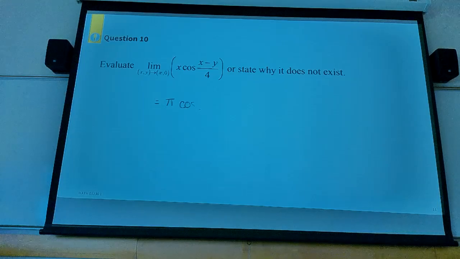Do direct substitution. Pi times cosine of (pi minus 0) over 4, right? Cosine of pi over 4 is what? The limit is root 2 over 2 pi.